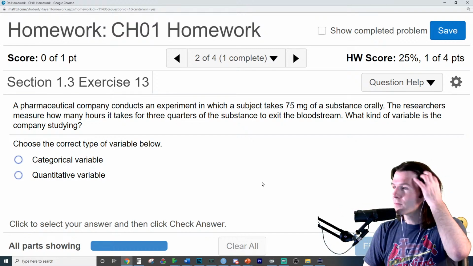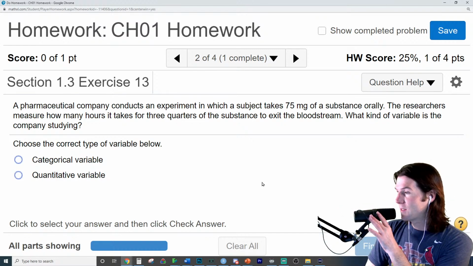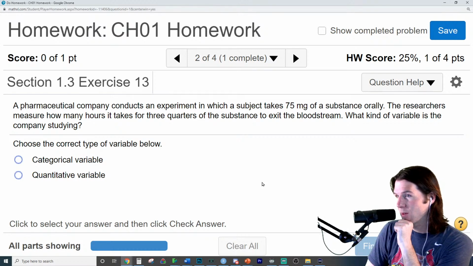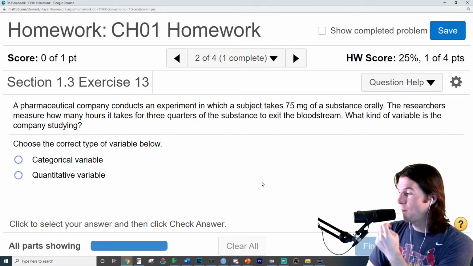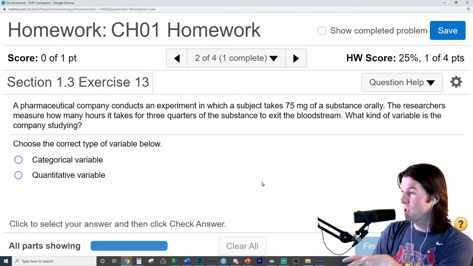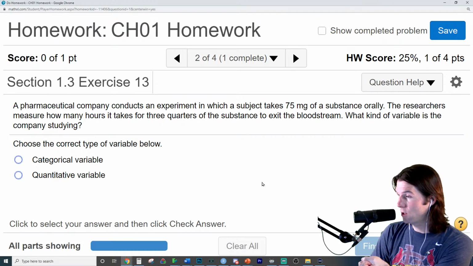You got it. So we have right here 75 milligrams. So this is how much of a substance. Let's see right here. The researchers measure how many hours. So what does this sound like? How do you know if a variable is quantitative? When you ask the question, these are the big things we should know immediately. If a variable is quantitative and we ask the question like how many or how much, that means it's quantitative.